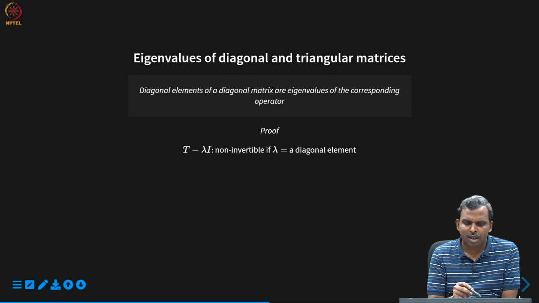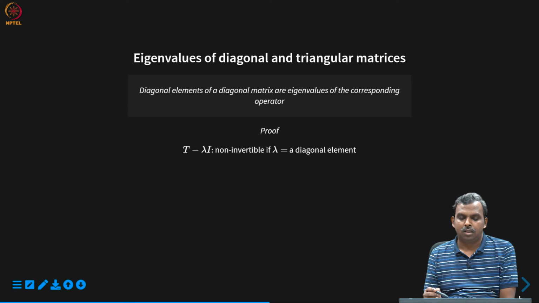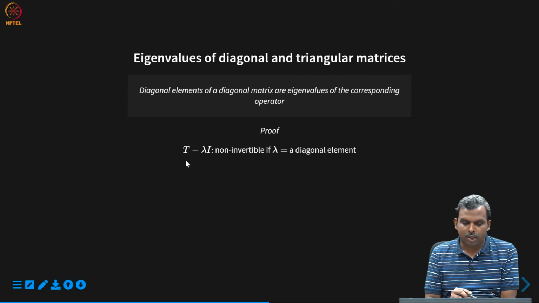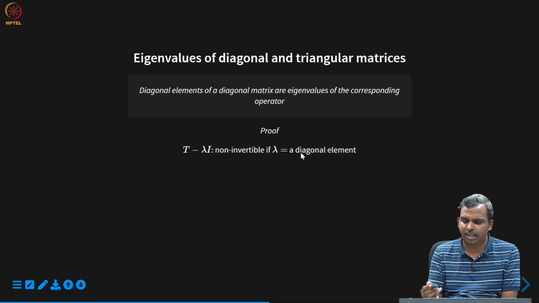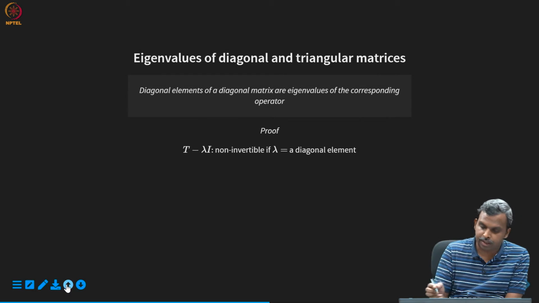If you have a diagonal operator, a diagonal matrix, the diagonal elements become the eigenvalues. The reason is you can look at T minus lambda I, and it will be non-invertible if lambda is a diagonal element. So it's easy enough to see. I mean, if you want, I can write it down.